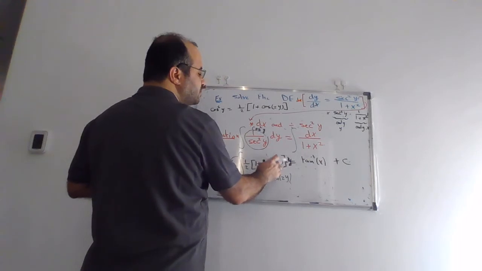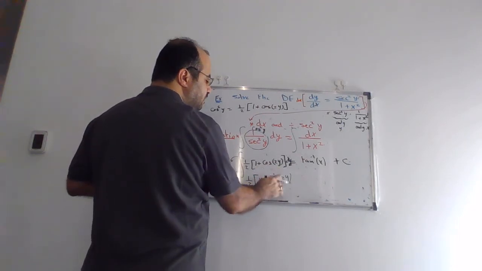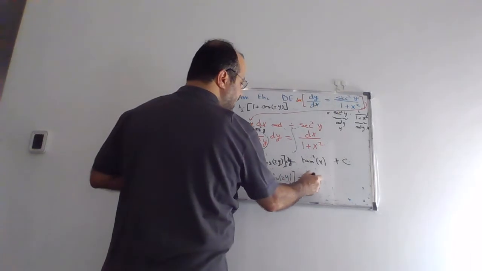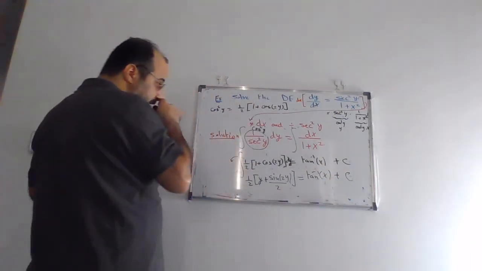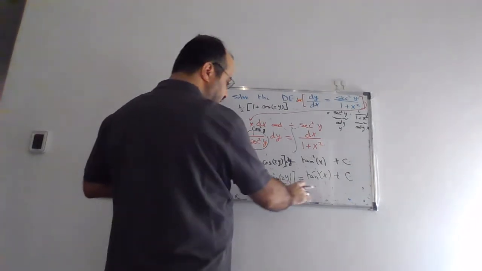And because of some substitution, you need to divide by the angle. So you need to divide by that 2. That 2 you divide by that 2. And then this thing is tan inverse x plus c. Now I ask myself, can I simplify this thing?